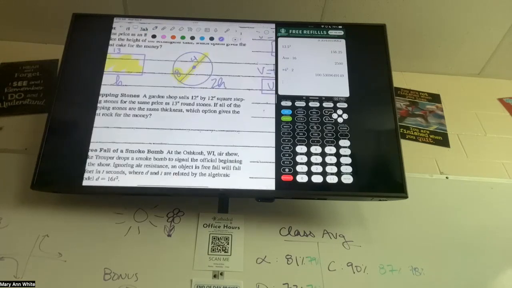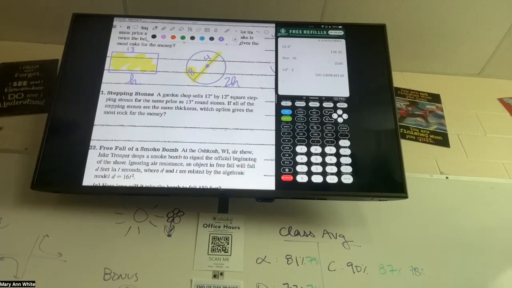It's a really similar idea. It says the garden shop sells 12 by 12 square stepping stones for the same price as 13-inch round stones. Okay, again, we stop, we draw a picture. My diameter here is 13. What does that make my radius? 6.5. Very good.